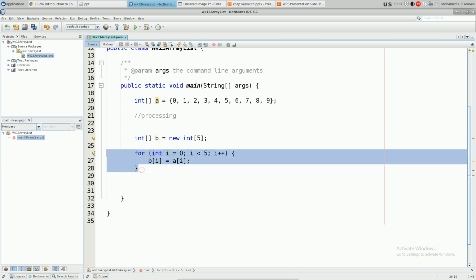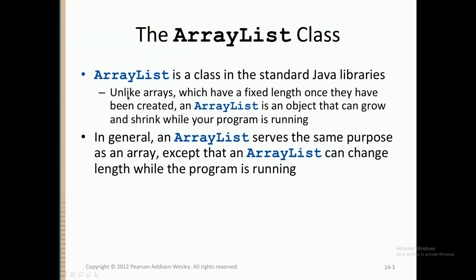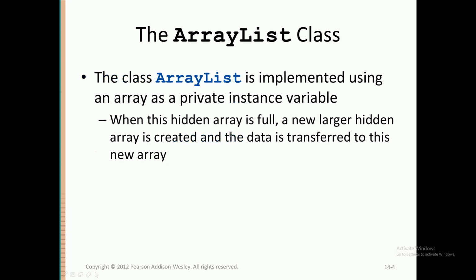But now this is something I have to do manually. And the advantage of the ArrayList is that it does it for us. So that's what it says. Unlike arrays, which have a fixed length once they're created, ArrayList is an object that can grow and shrink as the program runs. And that's the advantage of this ArrayList. So it's like an array, but with this useful feature that we don't need to care about the size. Just put something in and that's it.